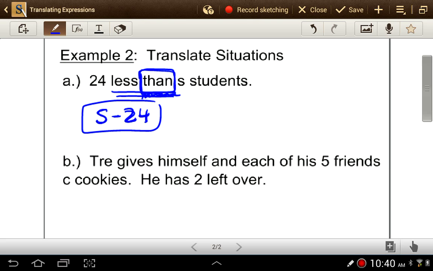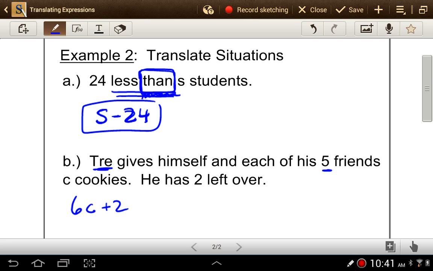Okay, in example B, Trey gives himself and each of his 5 friends C cookies. He has 2 left over. Well, if I give someone 5 cookies and I have 10 friends, I'm going to multiply 5 times however many friends I have. In this case, you have Trey and 5 friends, so you have Trey plus 5 friends. So that's 6 people. So you could do 6C, and that's 6 times the number of cookies. Now he has 2 left over, so that's going to be plus 2 because there's an additional 2 left over.